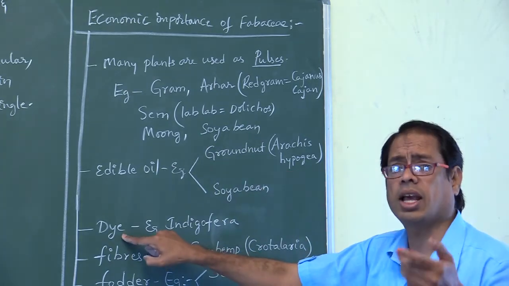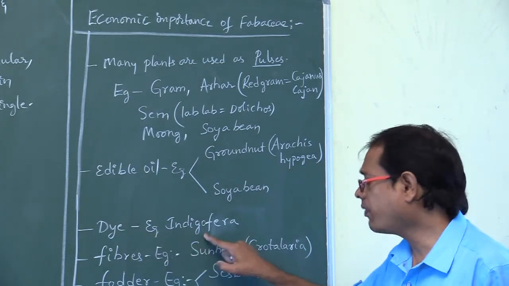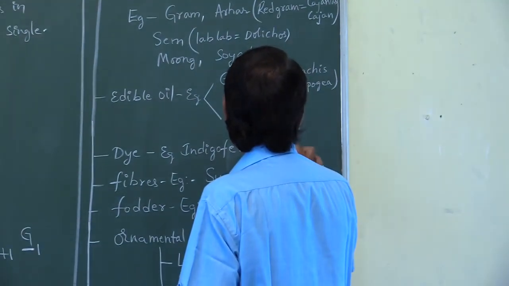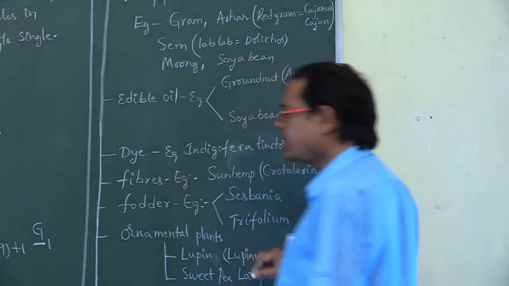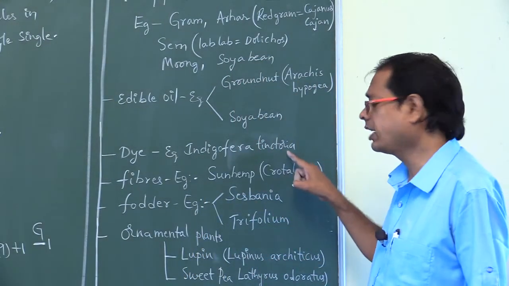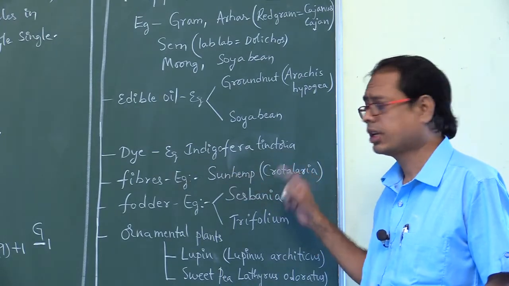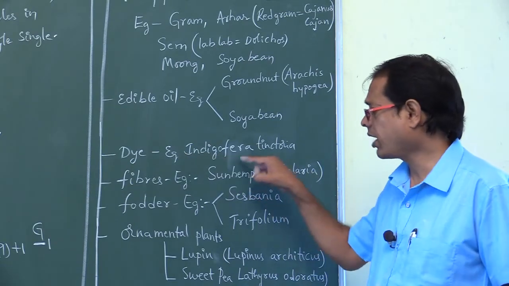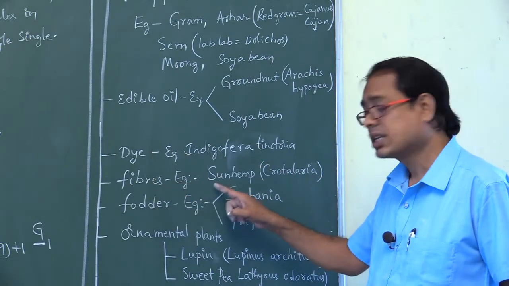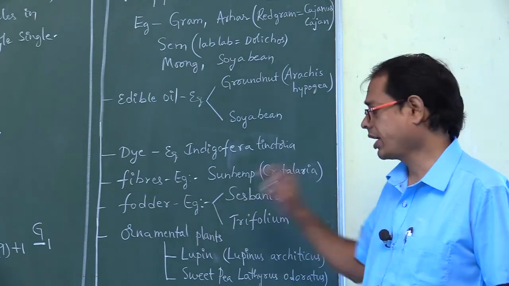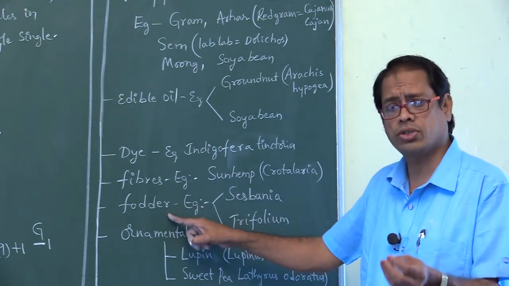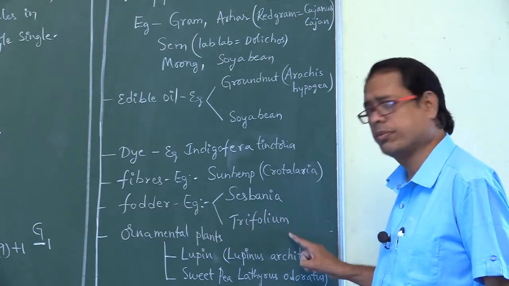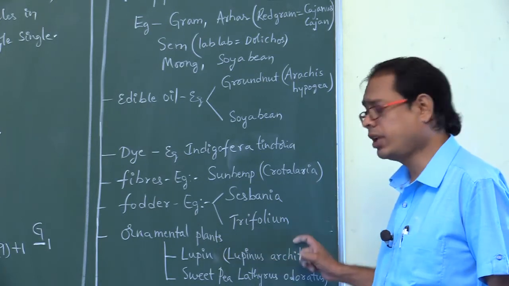Next, dye. Dye means color. Dye is obtained from Indigofera tinctoria. This is one plant. Next, fibers are obtained from sunhemp, Crotalaria. Next, fodder. Fodder means which is used as food for animals. That is Sesbania trifolium.